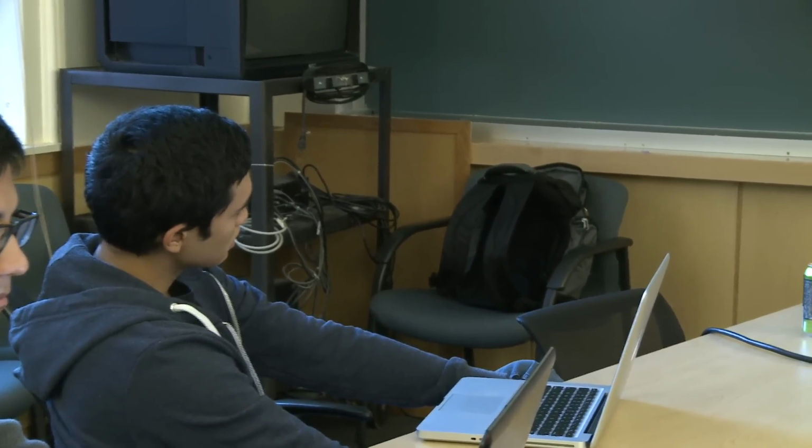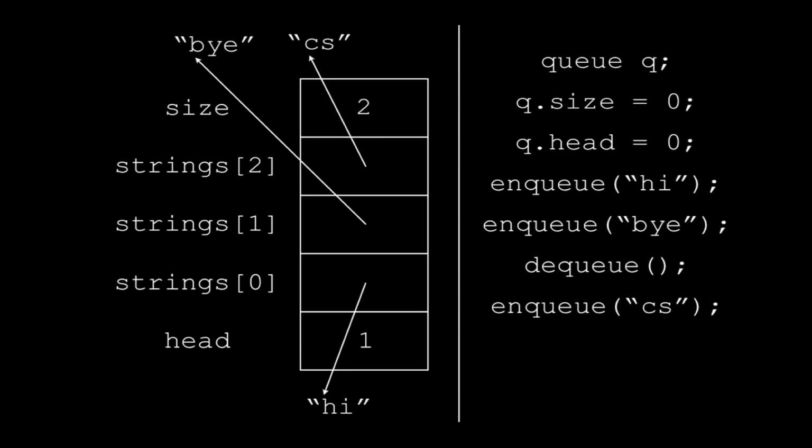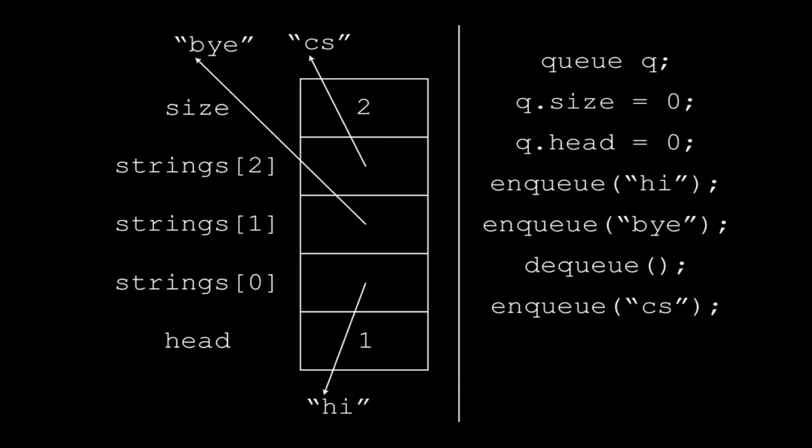I'm just wondering if you'll eventually run out of memory to a certain extent if you have all these empty spots in your array. Yeah, that's a good point. So if we look at what's happened at this point, we've filled up our queue, it looks like, right? But we haven't really filled up our queue, because we have a queue that's size 2, but it begins at index 1 because that's where our head pointer is, right?